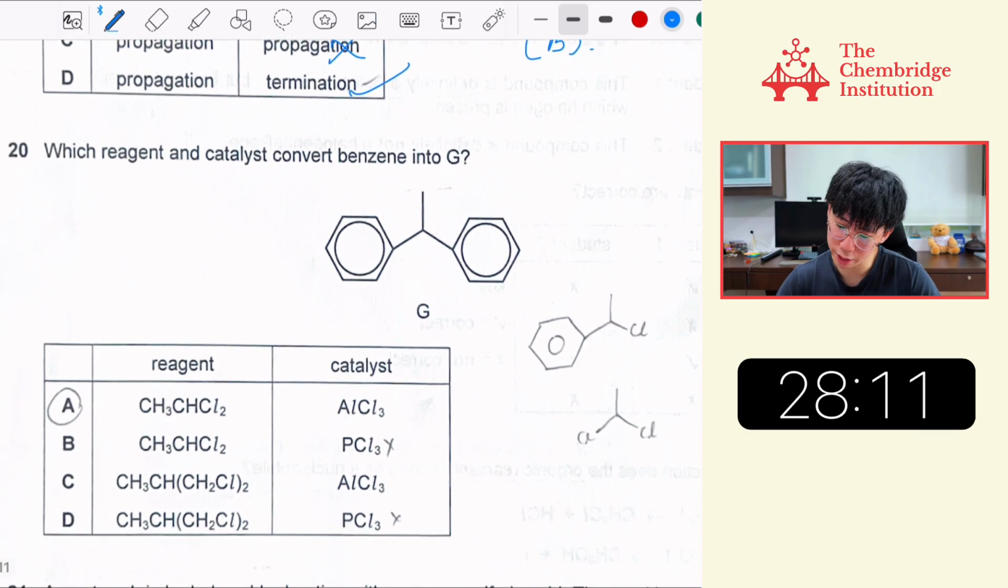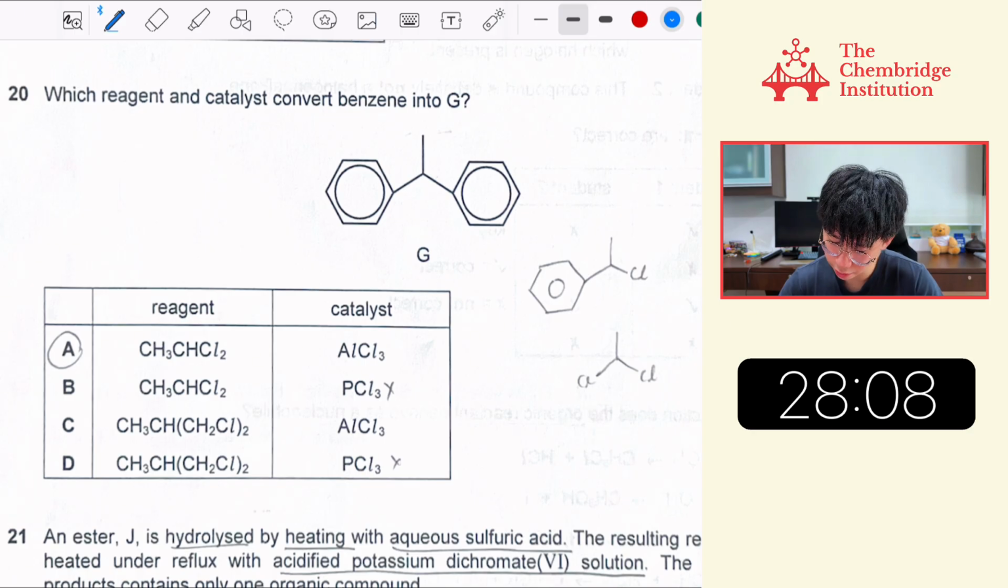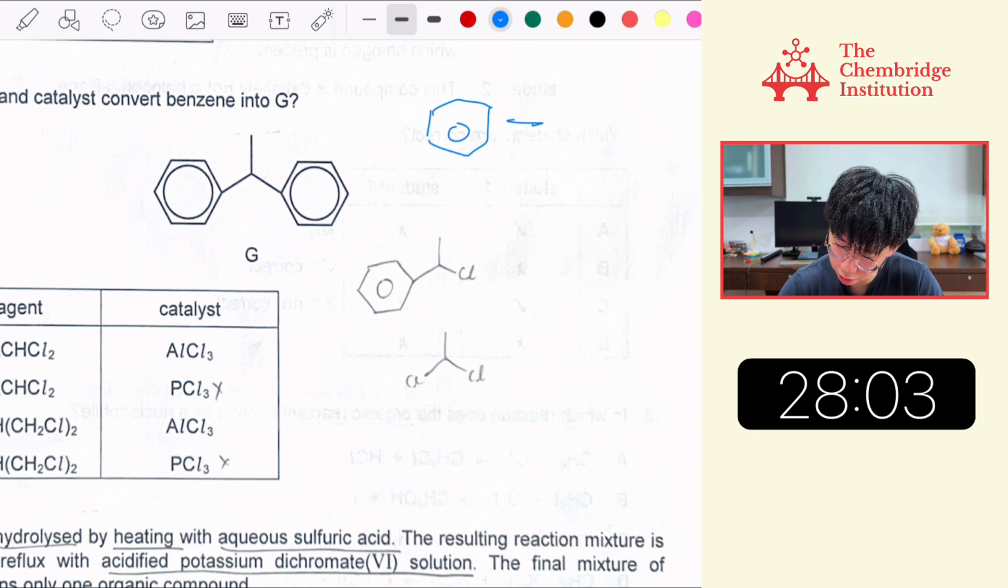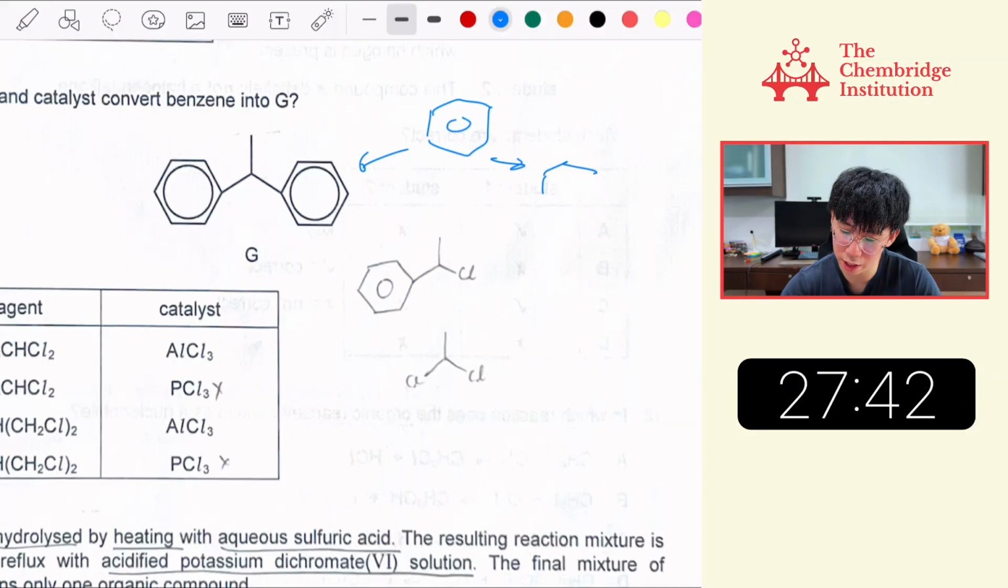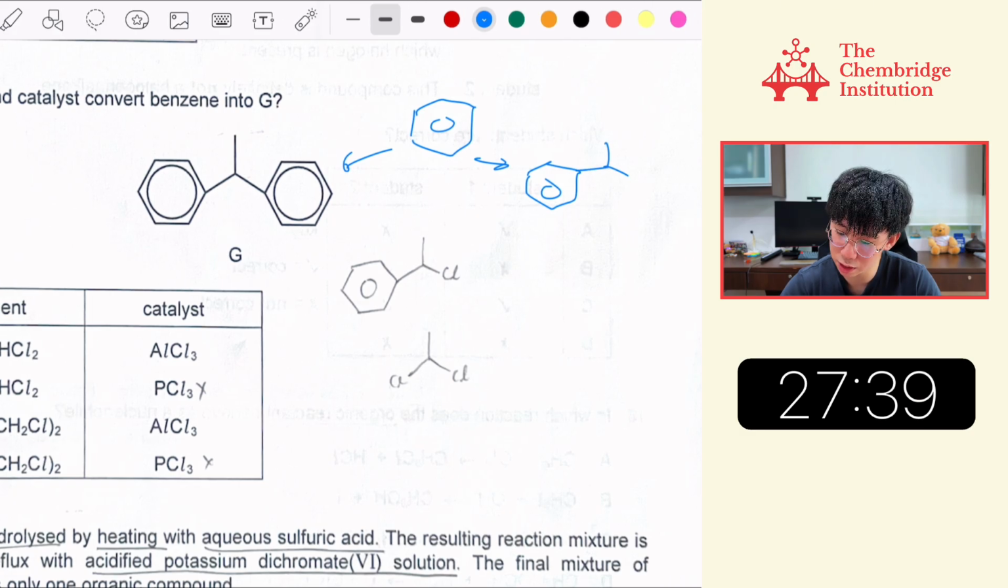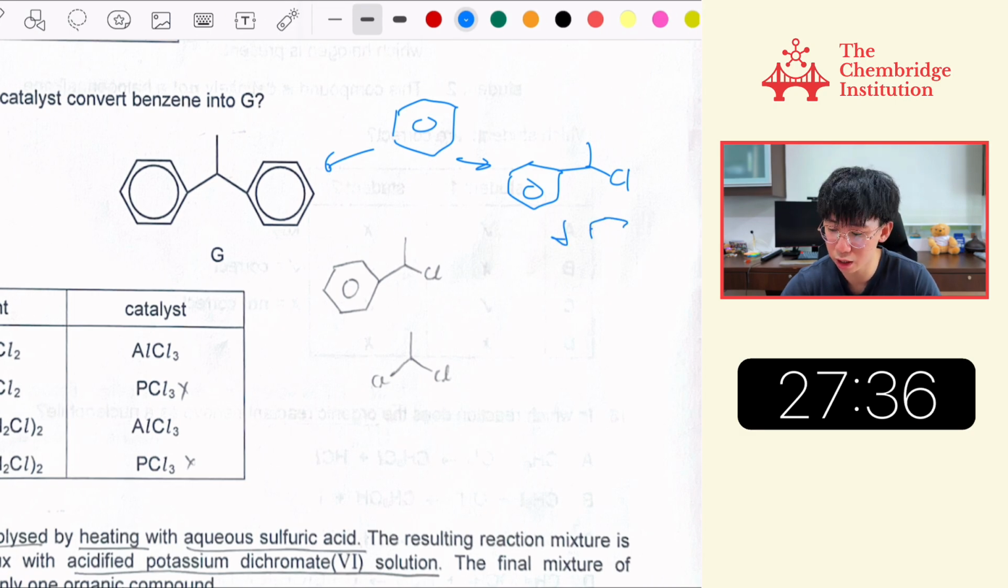Okay, next. 20. Which reagent and catalyst convert benzene into G? This is benzene into G. That's nuts. How do you get from here to here? You can do like a double Friedel-Crafts, because it seems like you do Friedel-Crafts one time, alkylation, and then you get something like this. Oh yeah, you get something like this, and then you do a further substitution with benzene again with the catalyst. So you could do one with two Cls.